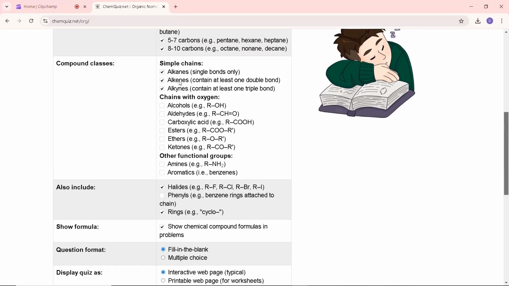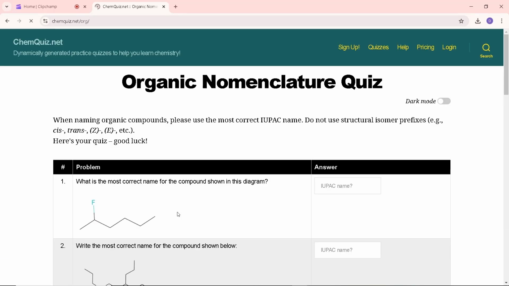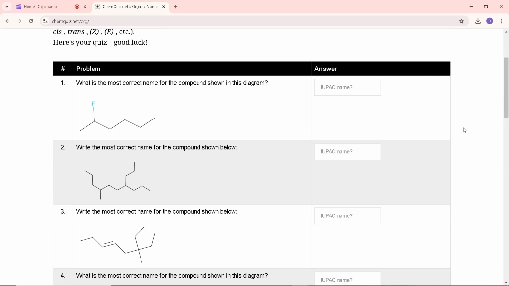We've looked at alkanes, alkenes, and alkynes, so let's leave all of that. We haven't looked at this. These are called our functional groups, but that will be covered in a later video. Halides would be good to look at. Let's get rid of that. And I don't want the chemical formulas. So now it's going to generate me a quiz that I should be able to work out.